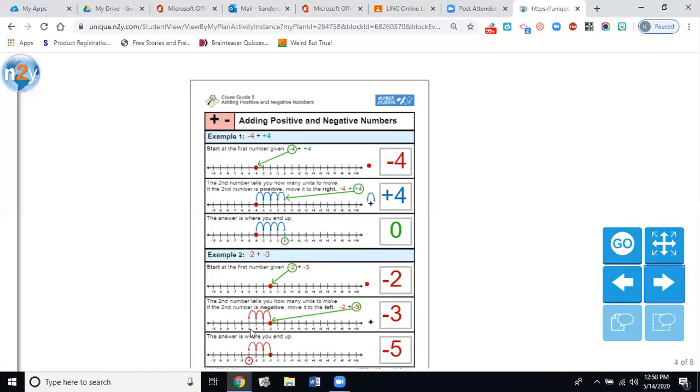What number do we come up with? What number are we at now? The answer is where you end up. We ended up at -5. So -2 plus -3 equals -5.